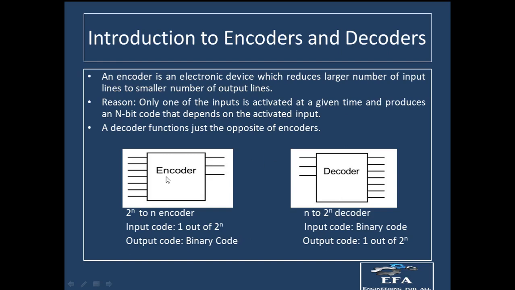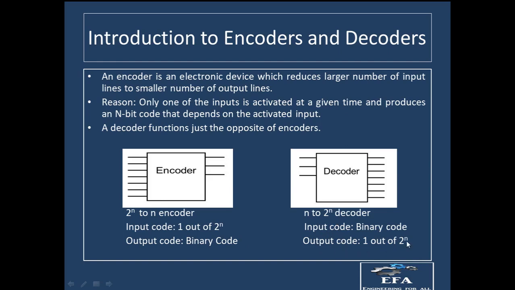In the encoder case, the input code is 1 out of 2 raised to power n code, and the output code is the binary code. And in a decoder, it will be just the opposite of the encoder. The input code will be the binary code, and the output code will be the 1 out of 2 raised to power n.